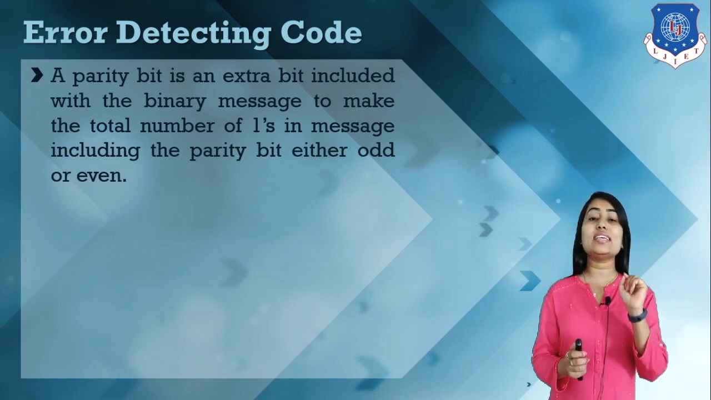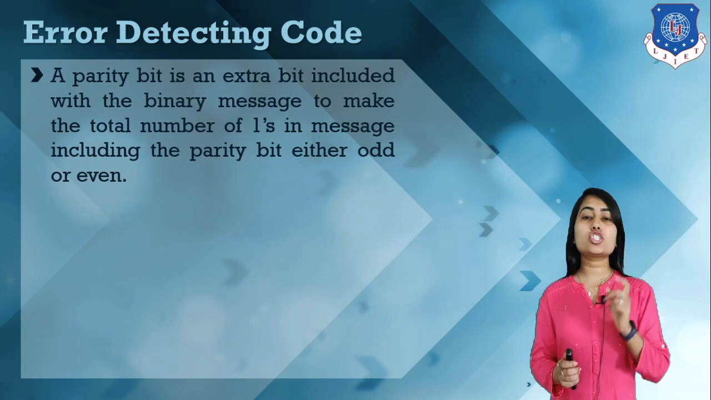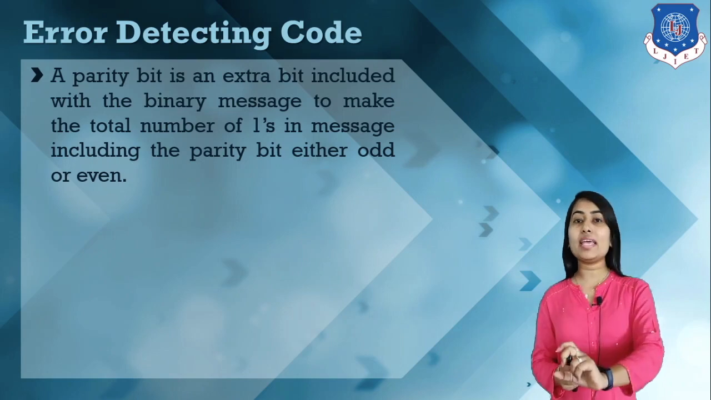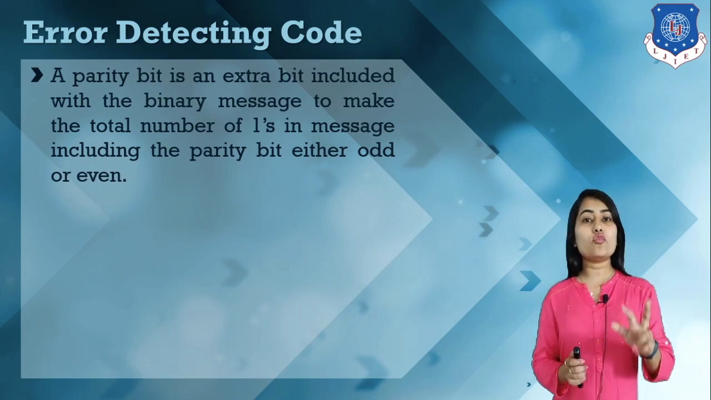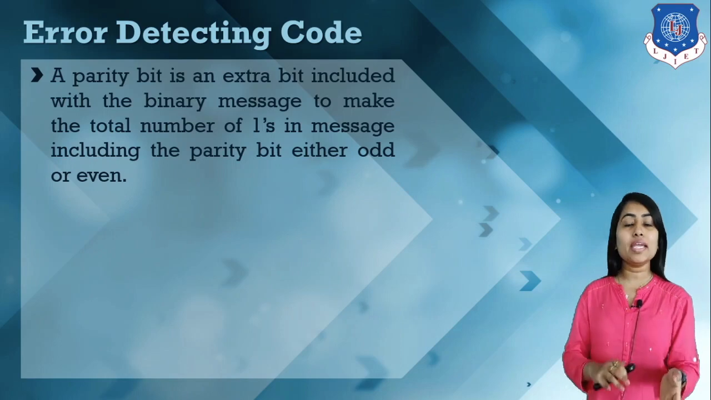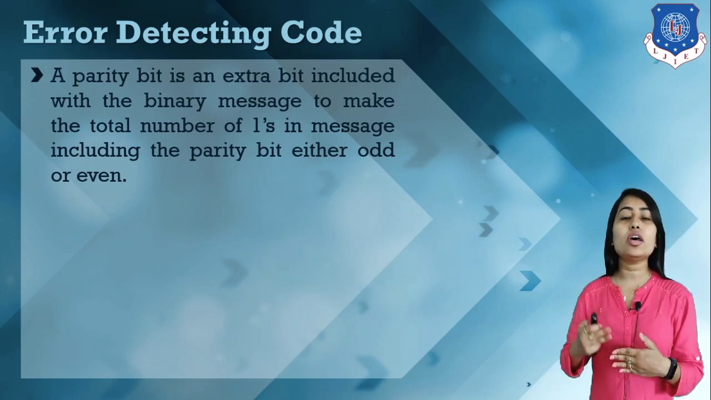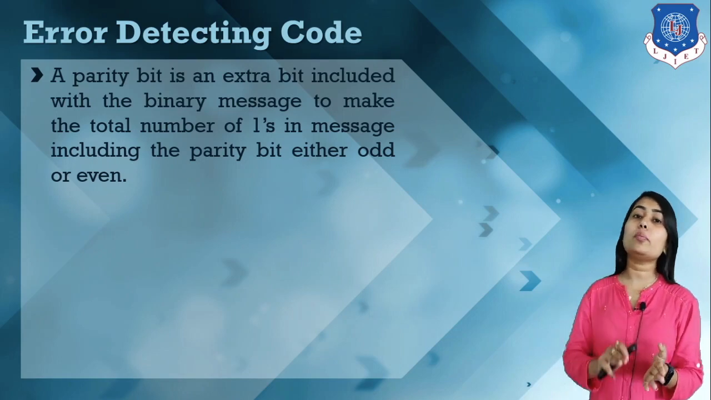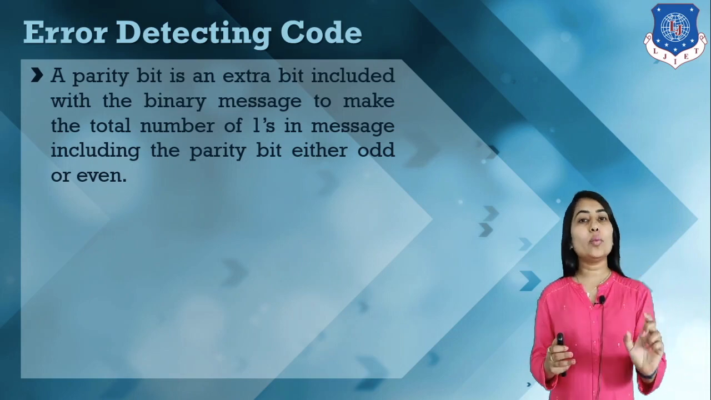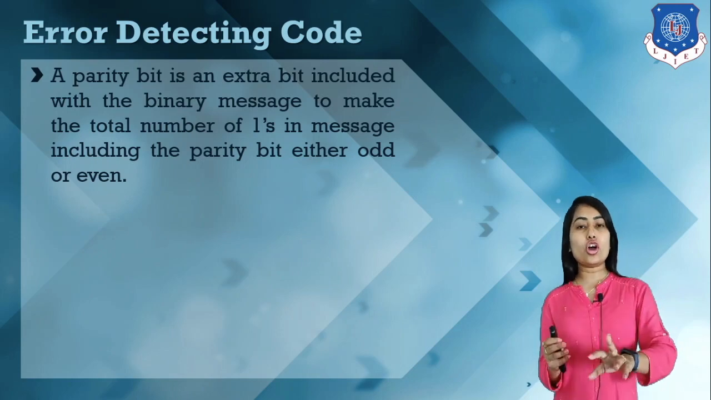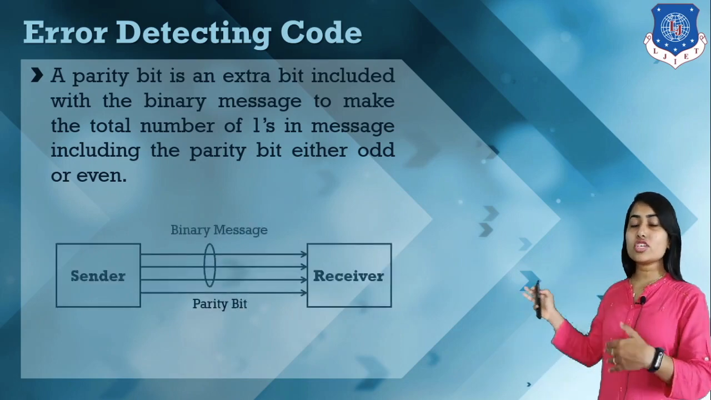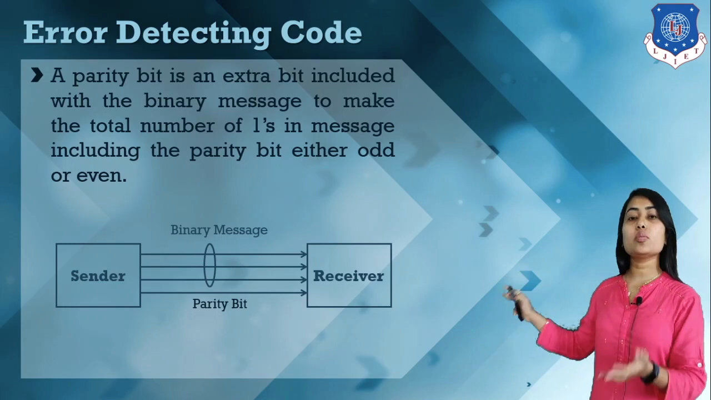This parity bit is an extra bit which makes the total number of ones in the message, including the parity bit, either odd or even, for error detection purpose. So to make the total number of ones either even or odd, we have one extra bit, which is the parity bit. This is how information is transmitted from transmitter to receiver.